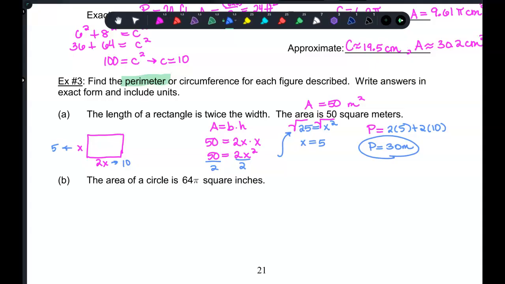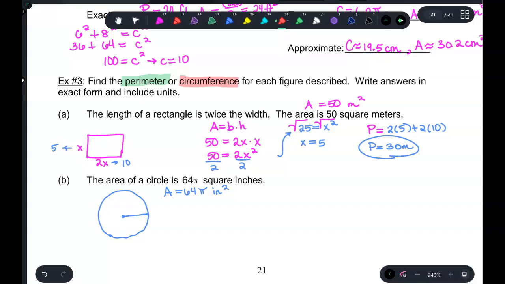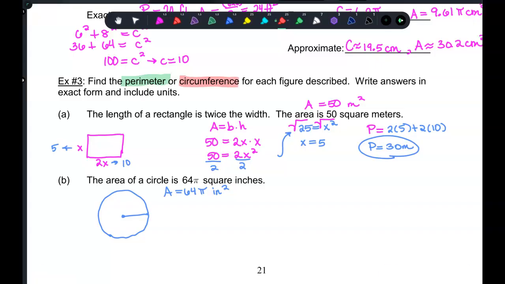Good. Last one. The area of a circle is 64 pi square inches. Okay, now we know the area. In this case, I have to figure out what the circumference is, because circles don't have perimeter, circles have circumference. But in order to figure out the circumference, I need to figure out what measure. We have to figure out the radius. So ideas, how can we find the radius, Maya?